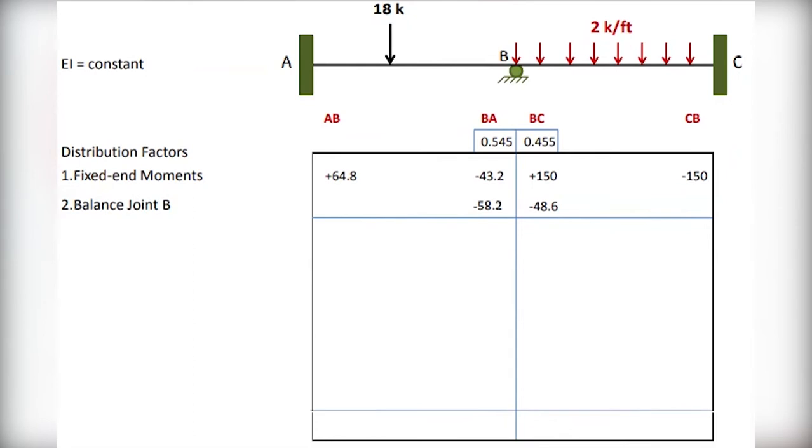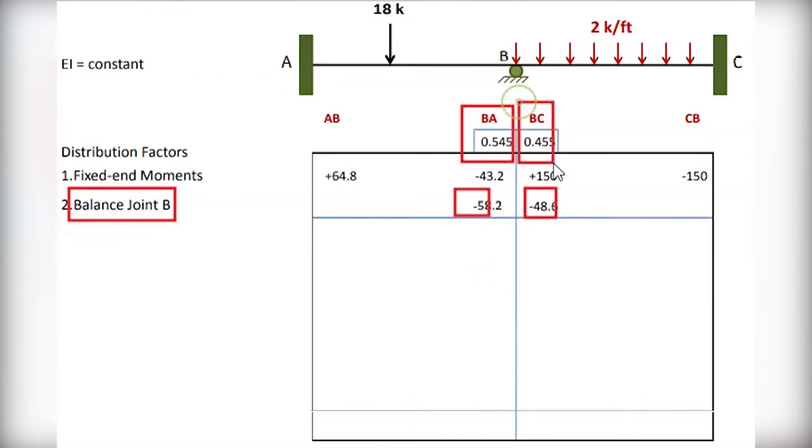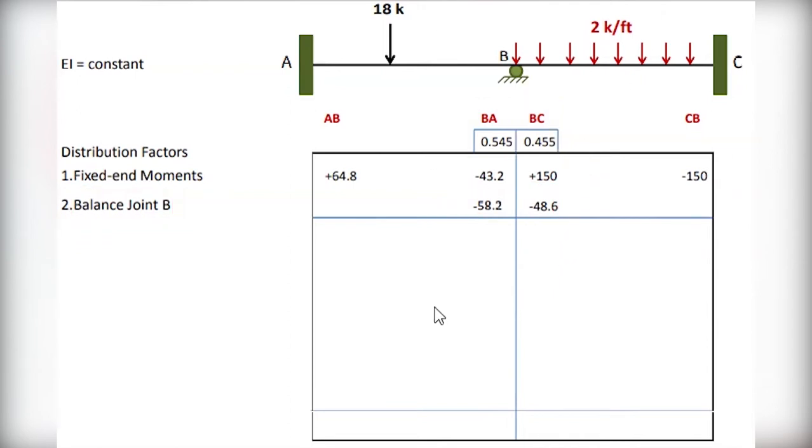Now on putting it, you shall have the balanced joint B. It is this value and this value after calculating the unbalanced moment times its distribution factor at each joint. So now this is the third procedure. Now we continue.